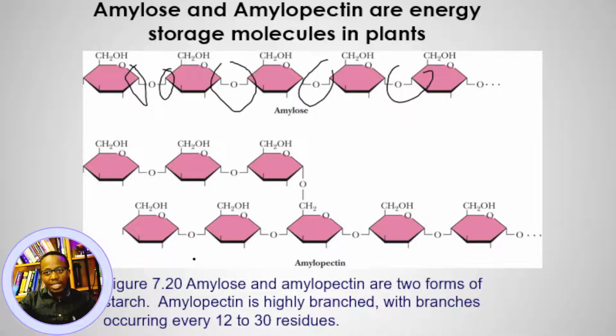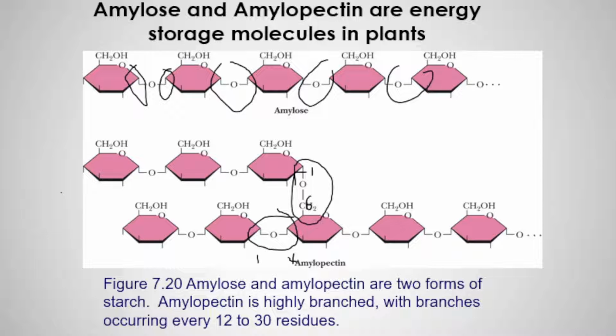What about amylopectin? Amylopectin, we have branches that are 1 to 6, right? So you have branches that have carbon 1 to carbon 6. So actually the normal linkages are the same, right? The normal linkages are 1 to 4 for amylopectin and amylose, and then you have branches that are alpha 1 to 6, all right?